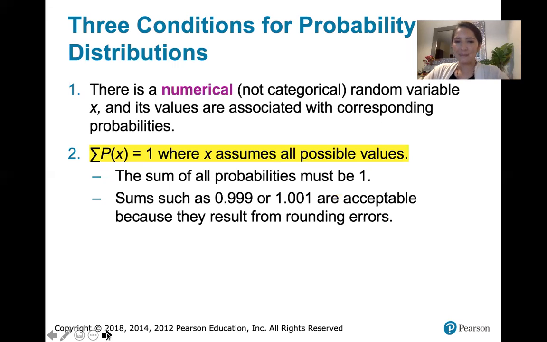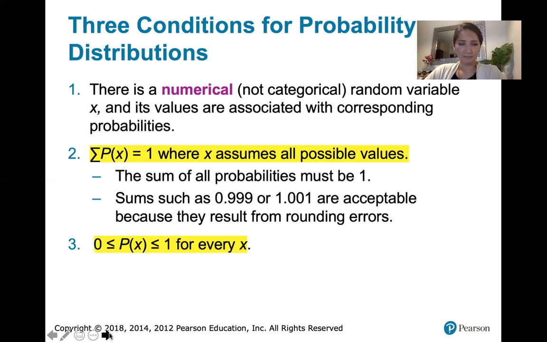Now, you might get something like 0.999 or 1.001 when you add up all the probabilities in the table. That's completely fine. Those differences from 1 result from rounding errors, and they have nothing to do with the probabilities themselves. Now, if we were to use numbers that were exact, so we're not estimating at all, the sum of all probabilities should still be 1. Just the numbers in the table may not capture that because we have to round to write the numbers in the table.